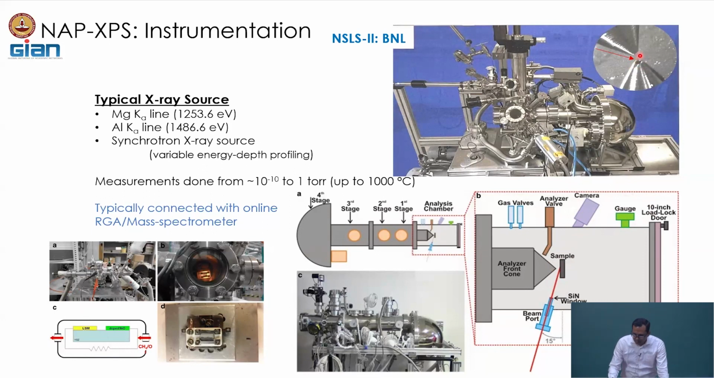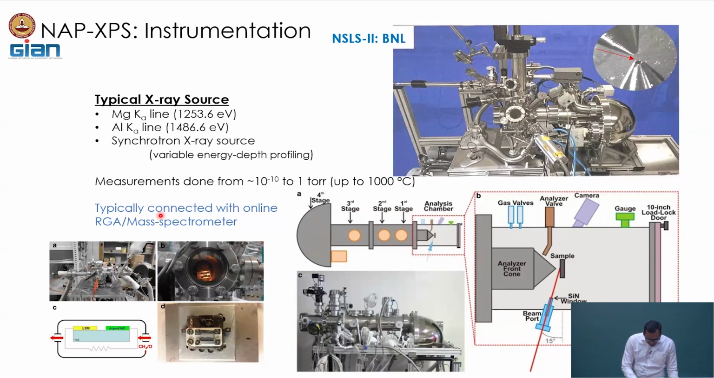And only a very small part of the X-rays, so a small part of the photoelectrons, goes through, and the gases are continuously pumped out, and then it goes to the hemispherical detector. In many cases these NAP XPS at their outlet are connected with an RGA, residual gas analyzer, or a mass spectrometer, such that if a reaction is happening, we will be able to see the products that are also evolving from the catalyst surface.